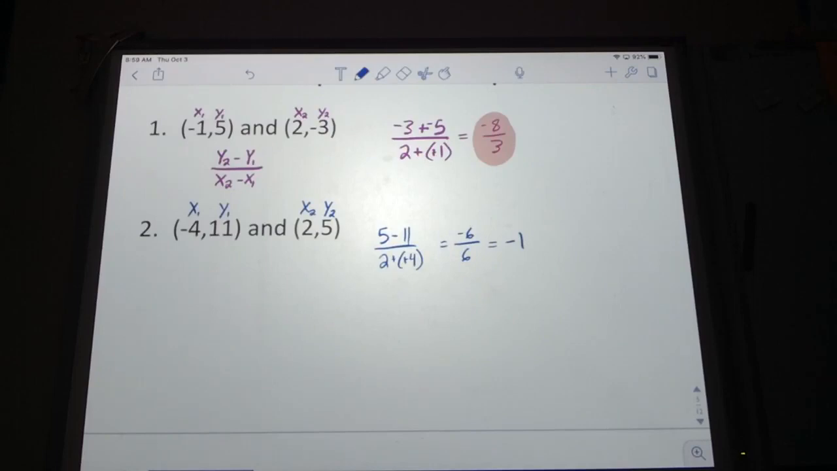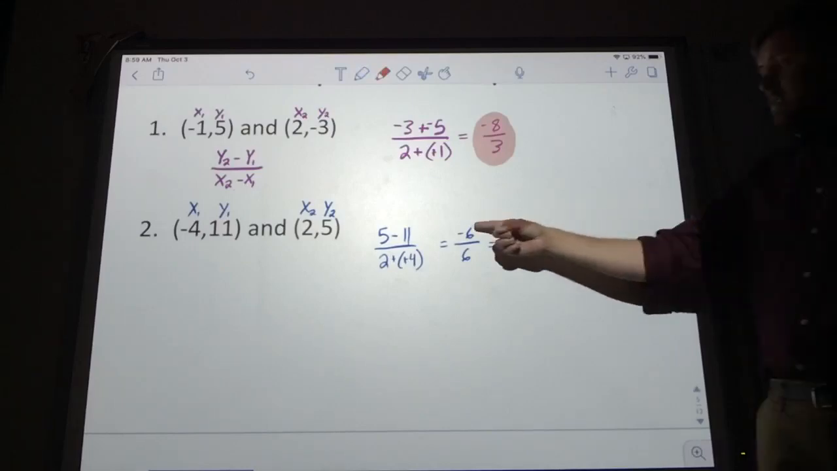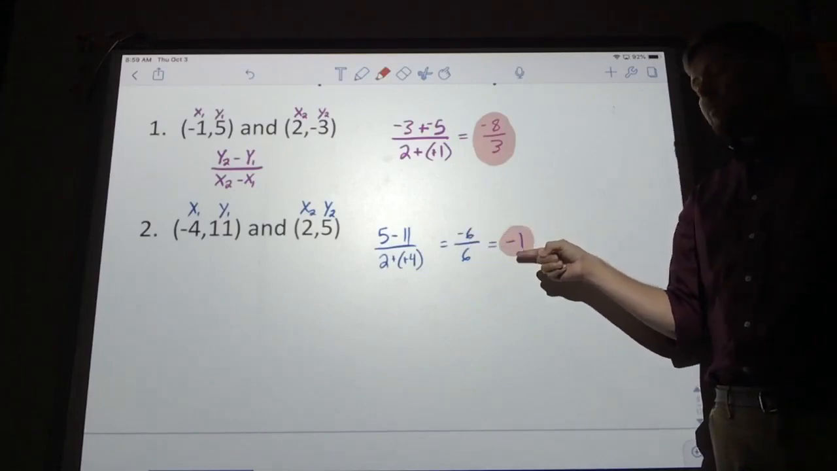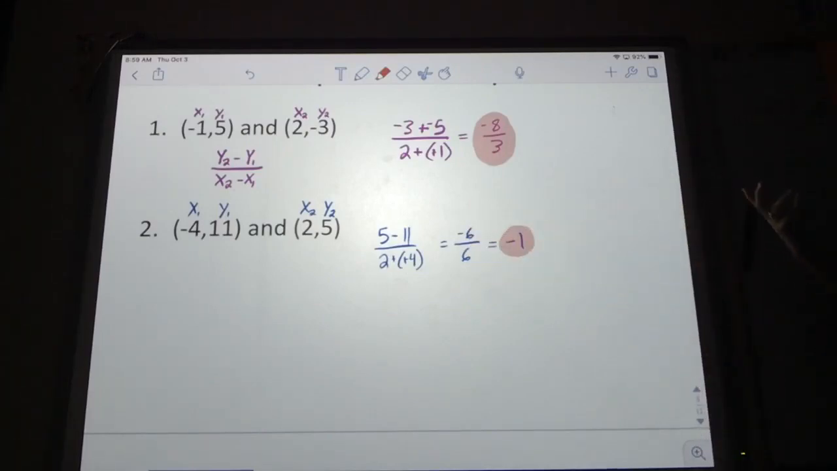So don't type in negative 1 over 1 for this, but if we're using slope to create a graph, then you would want to change it to a fraction. So still simplify as much as you can. If you were putting it on a graph, and you graphed using negative 6 over 6 instead of negative 1 over 1, you'd still get the same line. You would just have to use a point that's further away. You'd have to go down 6 over 6 instead of down 1 over 1.